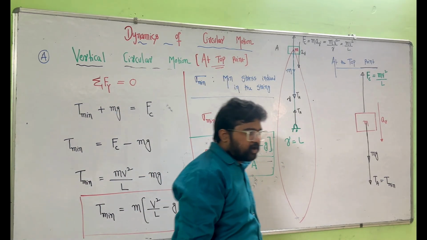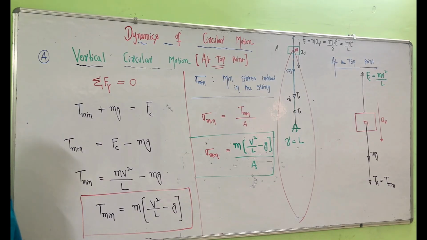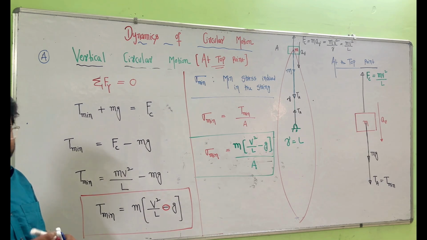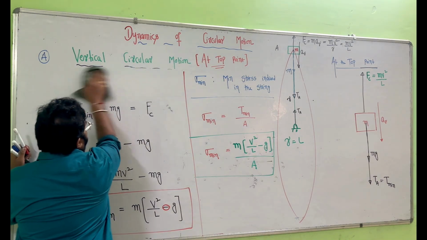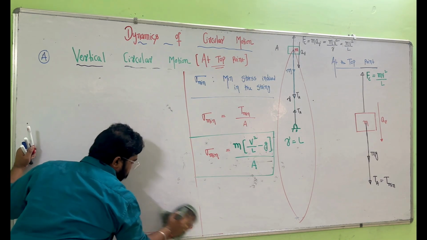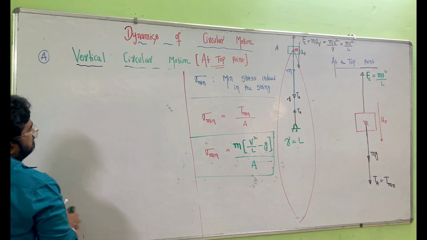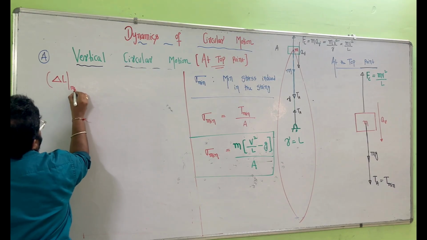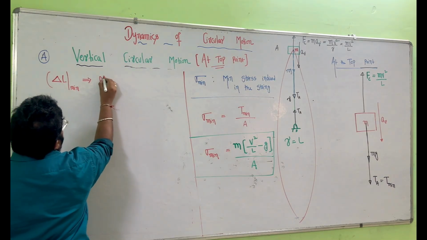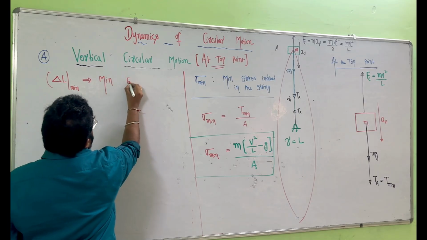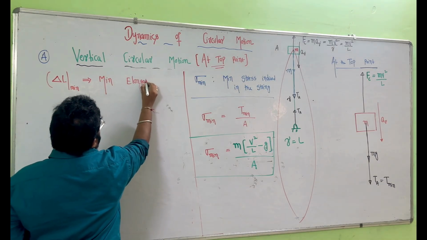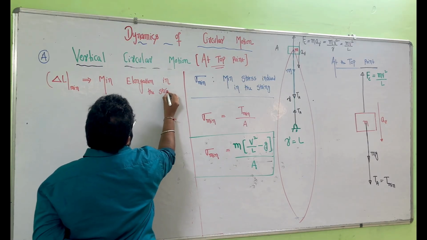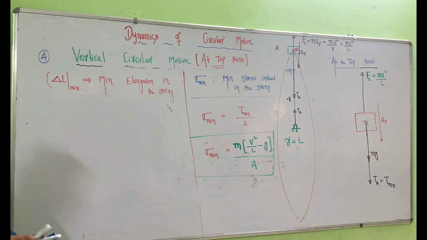This is the free body diagram. Corresponding minimum tension, T minimum, minus is coming here, that is minimum. Minimum stress induced. What is the minimum elongation in the string? Minimum elongation, delta L.